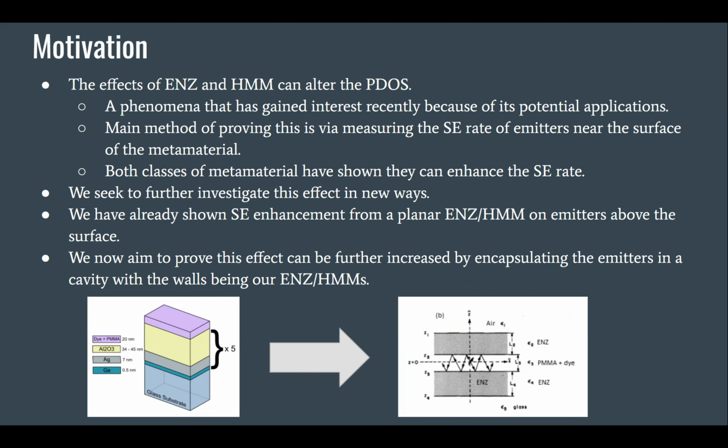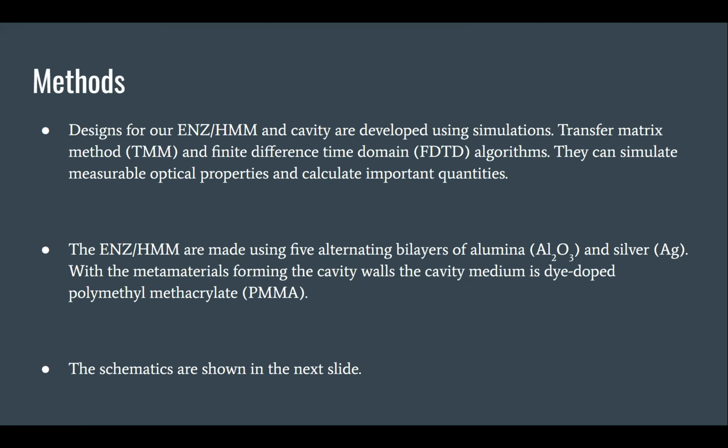Let me go back real quick. As you can see in the bottom left picture, it's alternating layers of silver and Al2O3, which is alumina. It's five uniform bilayers of that to create our ENZ hyperbolic metamaterial. And in order to find the correct thicknesses for the silver and the alumina, we turned to simulations. The two main ones that we used are the transfer matrix method, or TMM, and finite difference time domain, FDTD, algorithms, to simulate the optical properties as we change the thicknesses so we can find what we want.